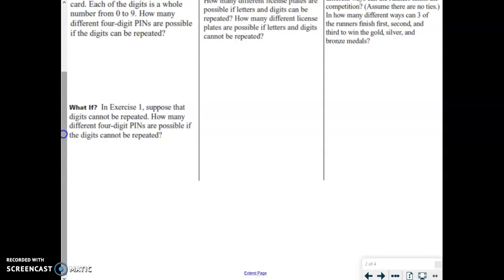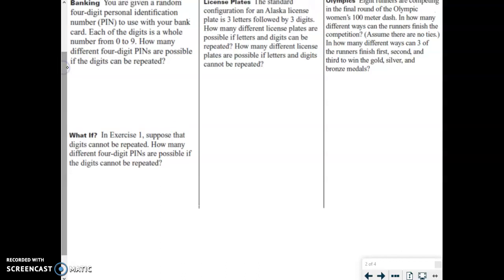The next example talks about a PIN. Now, a PIN is your personal identification number, and many of you have it on your bank card. So the first example asks the question, if you are given one at random, and each of the digits is a whole number from 0 to 9, how many different 4-digit PIN numbers could we have? Well, in this case, it would be 10 times 10 times 10 times 10. So that would give us 10,000 unique PINs.